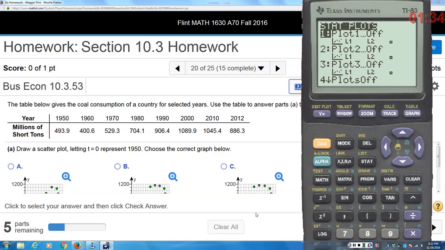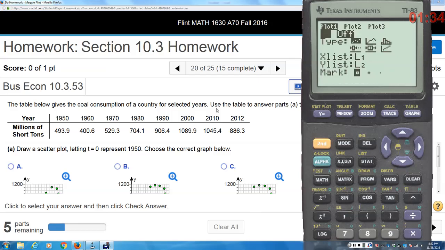Choose the very first one. They're all the same, so just choose the first one. Highlight on so that it actually makes the graph. That's how you tell it make this graph. Down arrow, and the type of graph is the very first one, so don't change anything. Your X list and your Y list should already say list 1 and list 2. So don't change that. And your mark, leave it at that little square because that makes them easier to see.